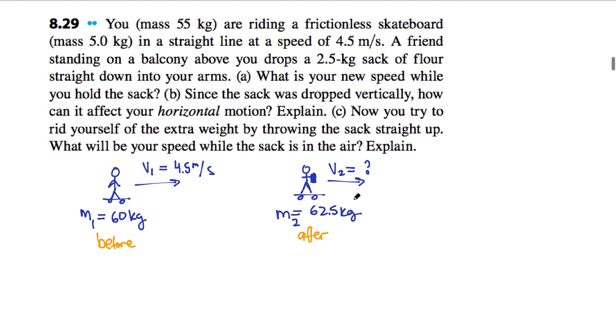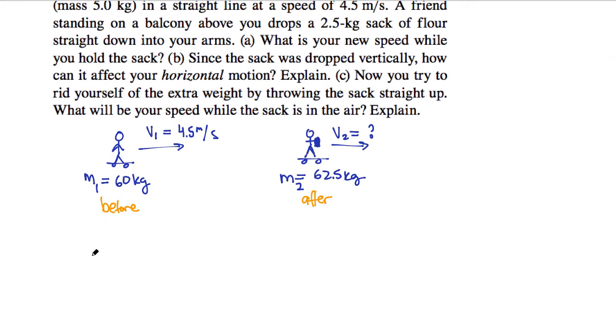Well, what's happening? We know that momentum should be conserved. So let's take a look at this. My momentum, so this is part A, my momentum initial will be equal to my momentum final. Now this is all in one direction, so I'm not going to worry about the fact that it's only in the x direction. So here, that would be m1 times v1 is equal to m2 times v2.